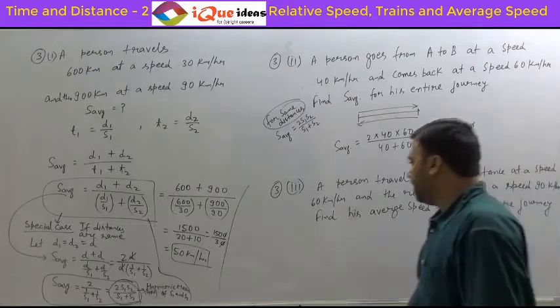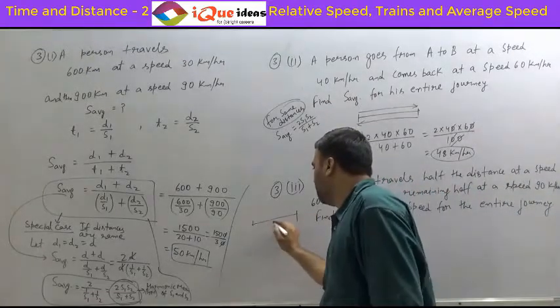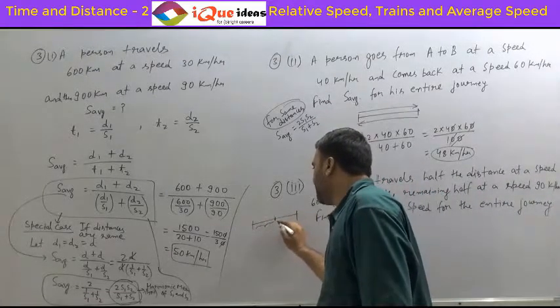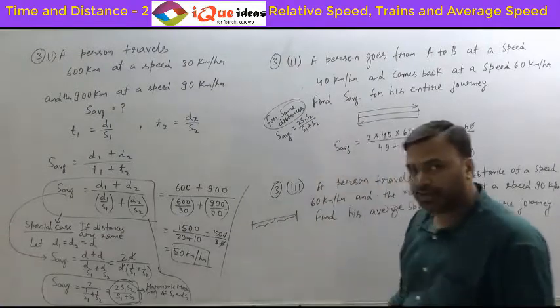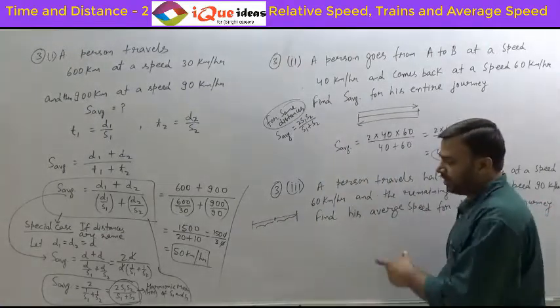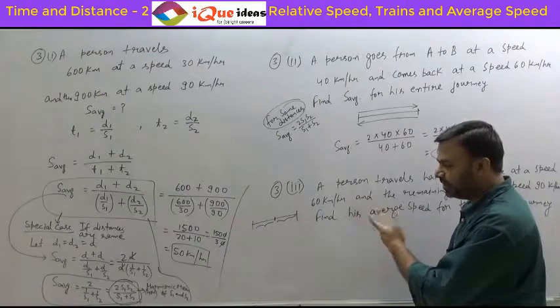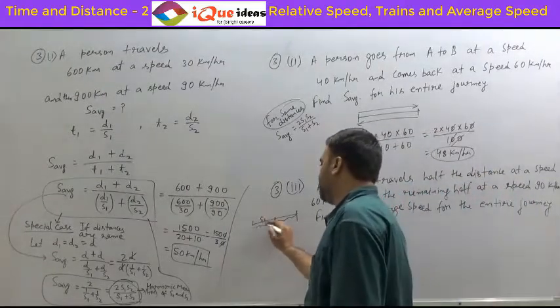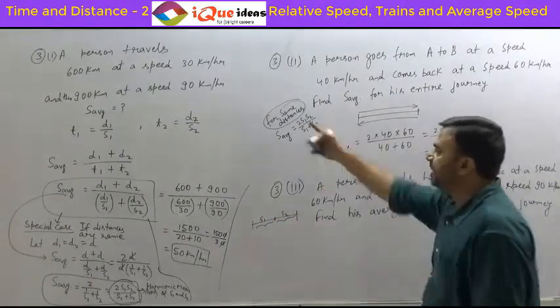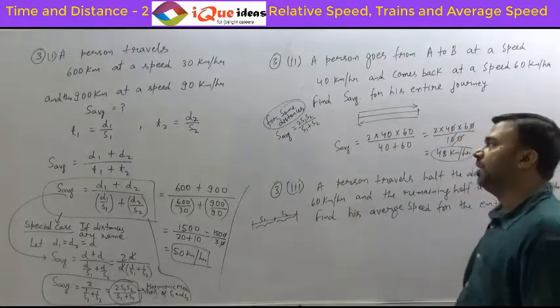See, the person has traveled half the distance at a certain speed, so the distances are same. Whatever is the value of the distance, that doesn't matter. Half the distance, half the distance. So same distances, in this part speed is S1, in this part speed is S2. So we'll still apply the same formula, 2 S1 S2 upon S1 plus S2.